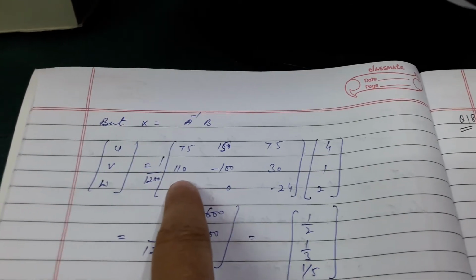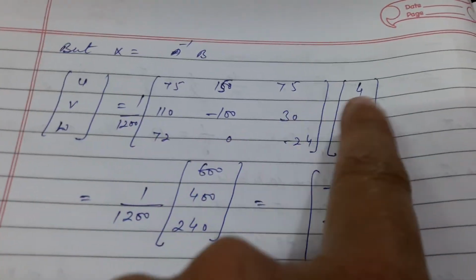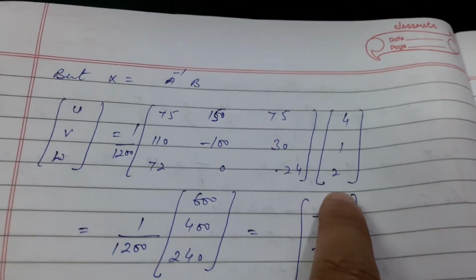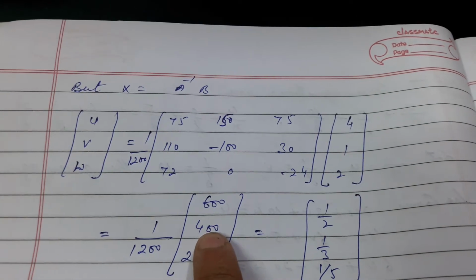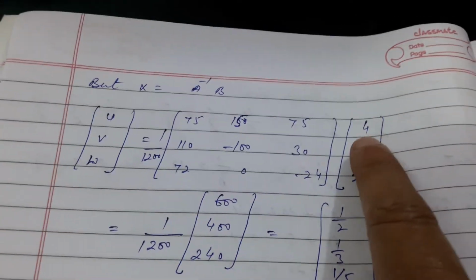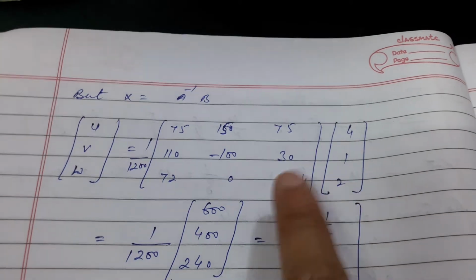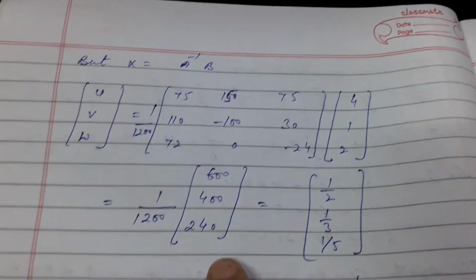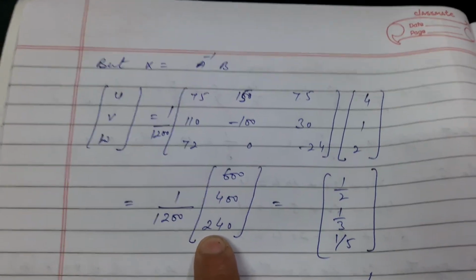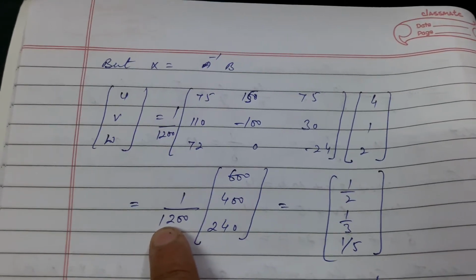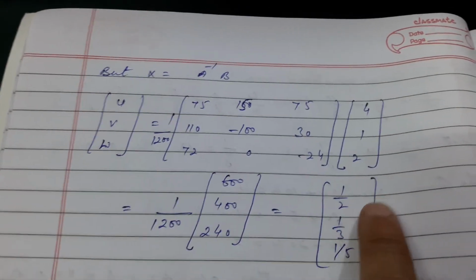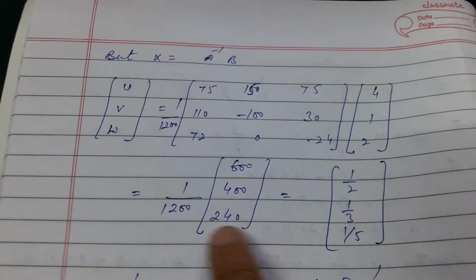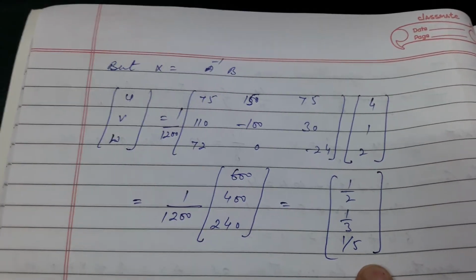Similarly, second row, first column: 110 into 4, minus 100 into 1, plus 30 into 2, that becomes 400. Similarly, 72 into 4, then 0 into 1, then minus 24 into 2, and after calculation you see this becomes 240. And if we divide 600 by 1200, that becomes 1/2. This is 400/1200, that becomes 1/3. Similarly, 240/1200 gives 1/5.